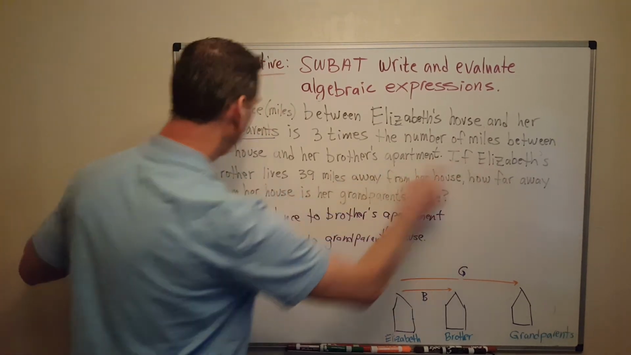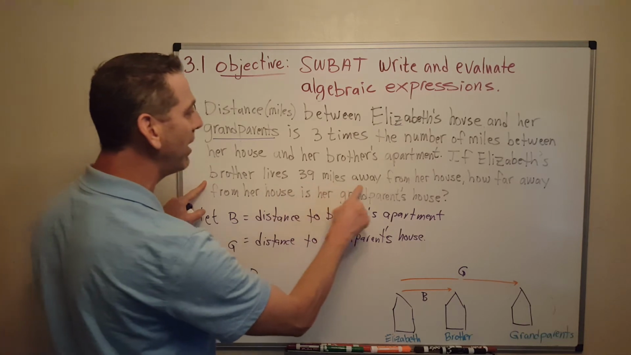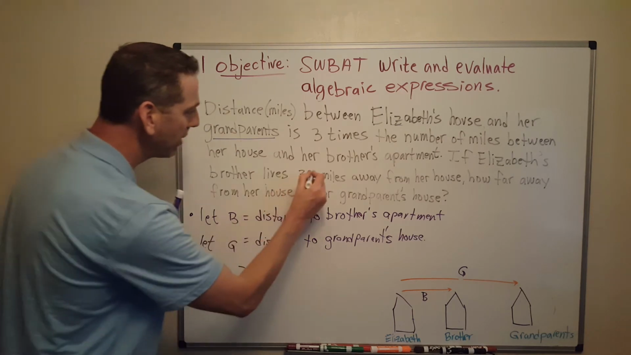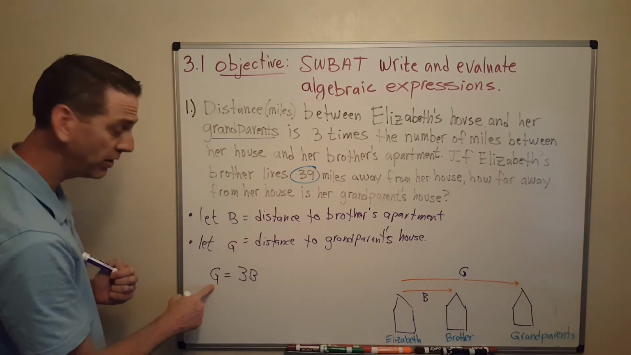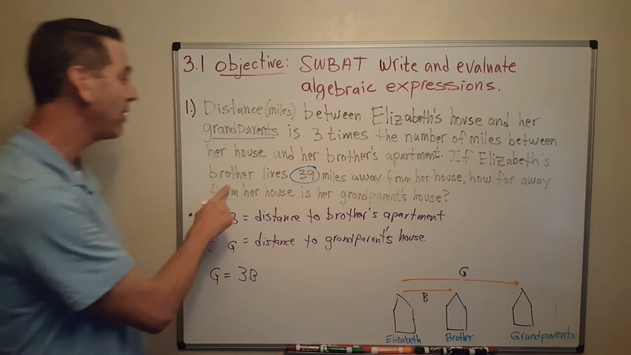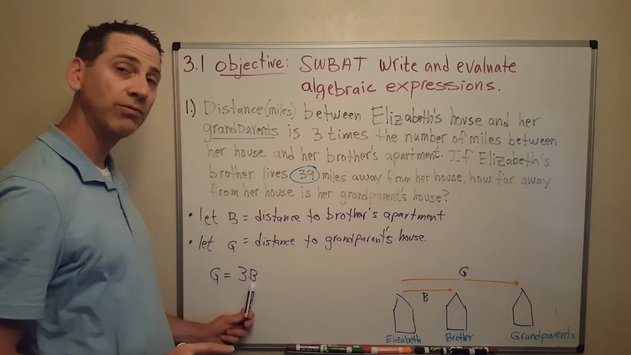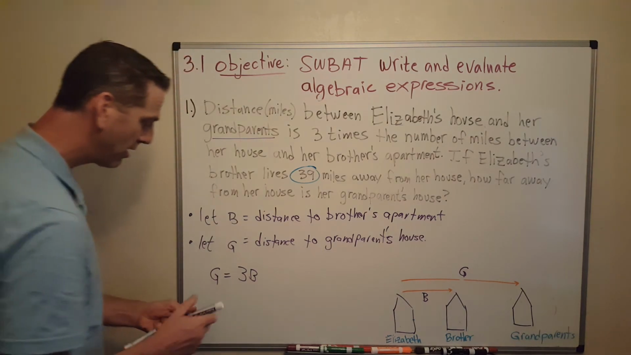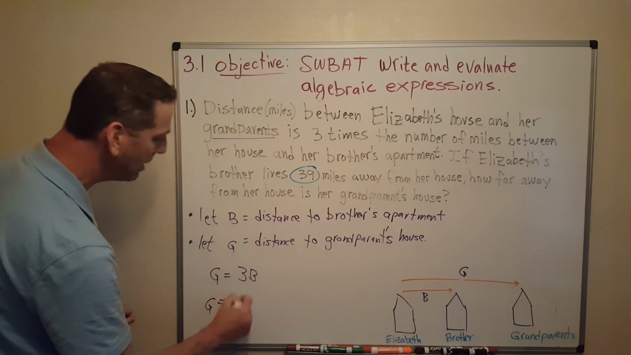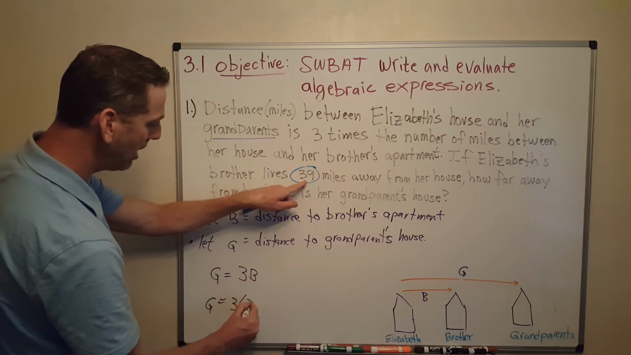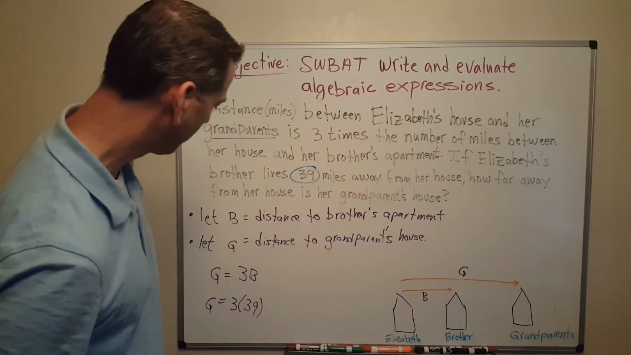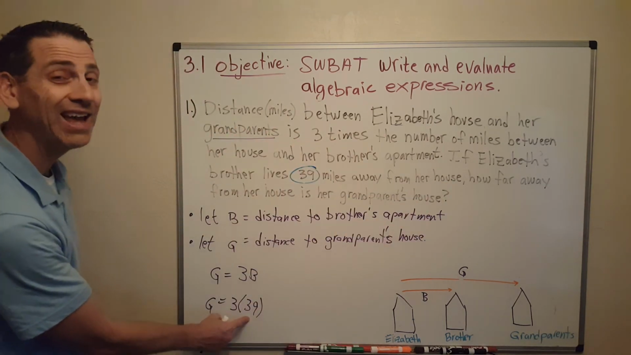Okay, so if Elizabeth's brother lives 39 miles away, oh, so where am I going to put that 39? Am I going to put it here with the G, or am I going to substitute it for the B? Well, we're talking about her brother, so we would substitute it for the B. All right, so let's go ahead and do that. So I got G equals 3 times B, and B is 39, because that's the distance between Elizabeth and her brother. It's 39 miles. They gave us that.